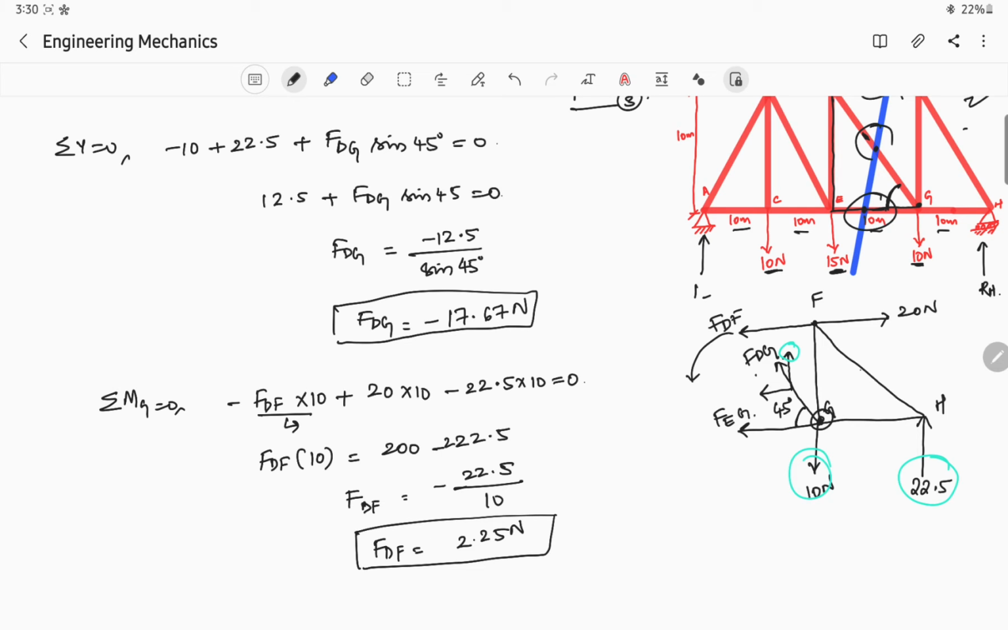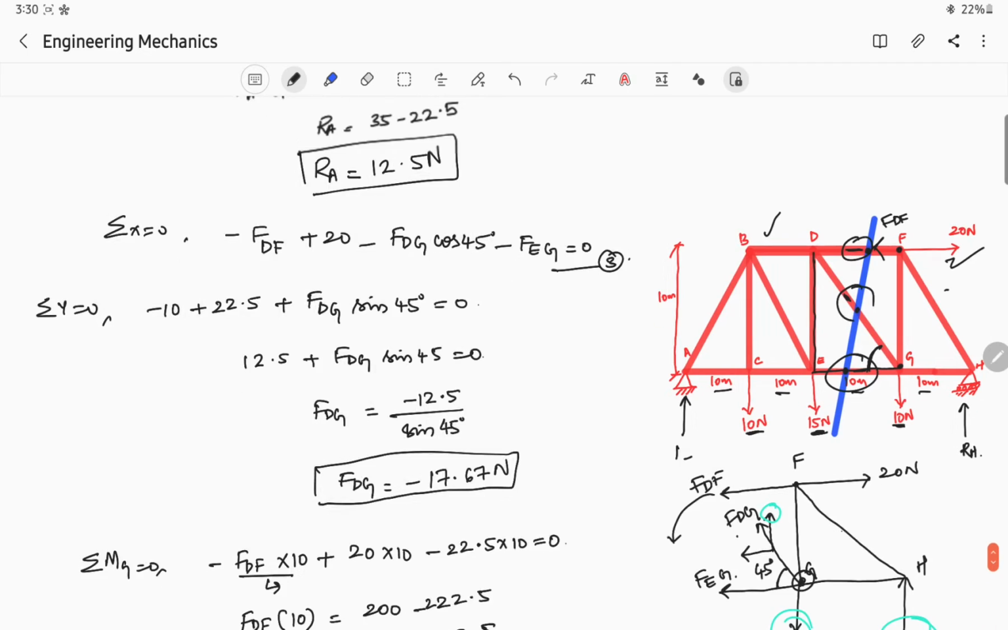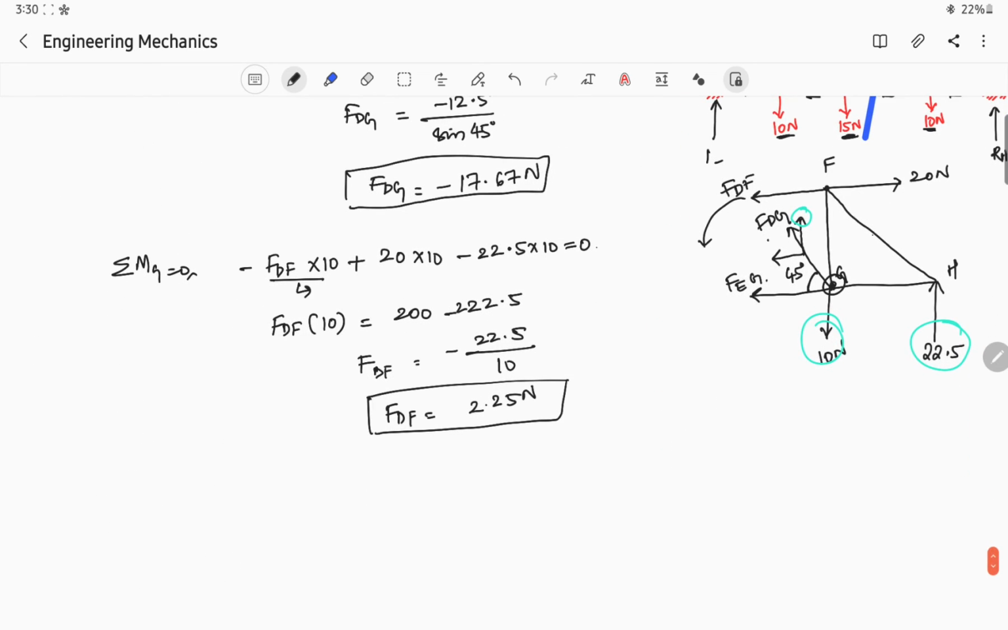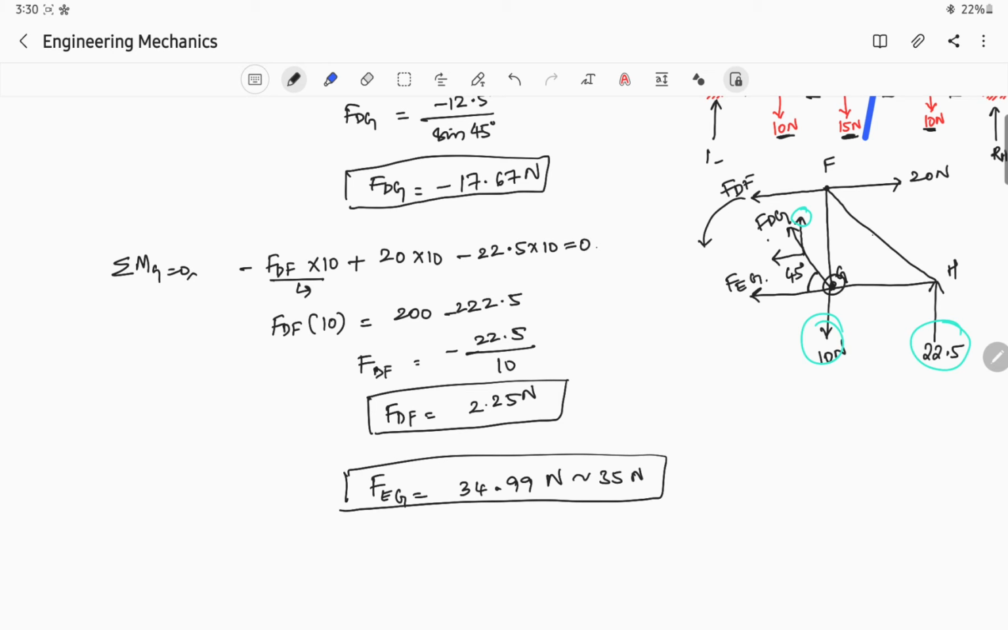Okay. Now force in member DG we know, force in member DF we know. Substitute the values of FDF and FDG in equation number 1. We'll get the value of force in member EG, which is equal to 34.99 Newton, almost 35 newtons. So these are the forces we have to calculate, that is force in members DG, DF and EG. This is how we calculate in case of method of sections.